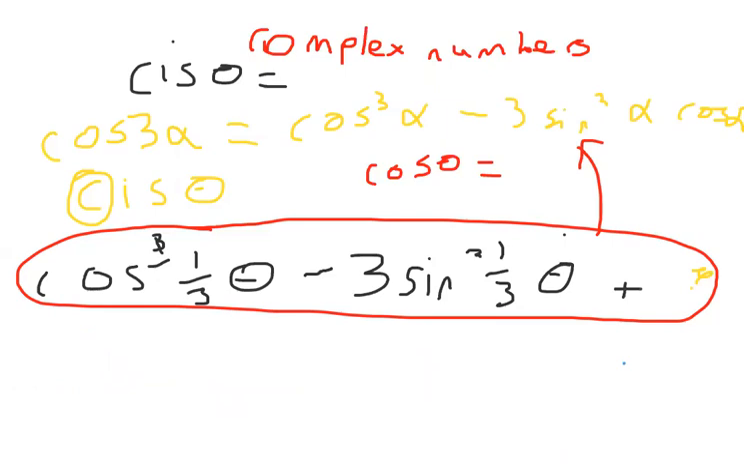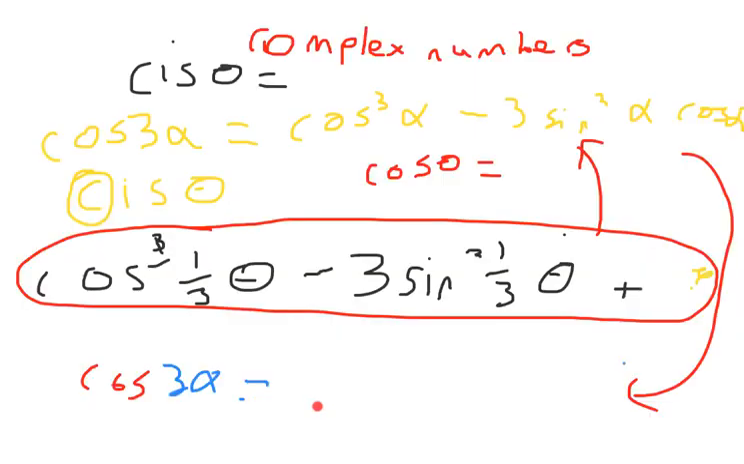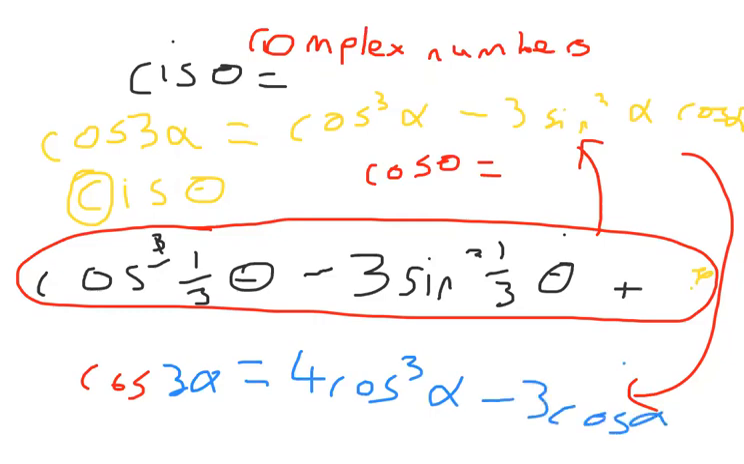And now since sine squared alpha plus cos squared alpha equals 1, we can show that cos 3 alpha is the same as, taking this, we can show that cos 3 alpha equals 4 cos cubed alpha minus 3 cos alpha. And then that's your answer.